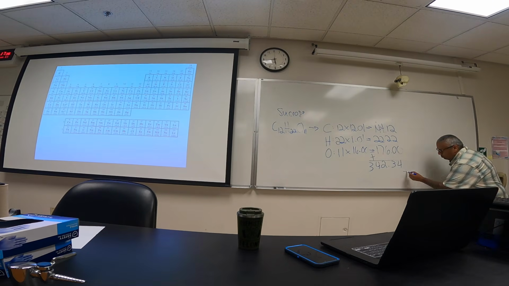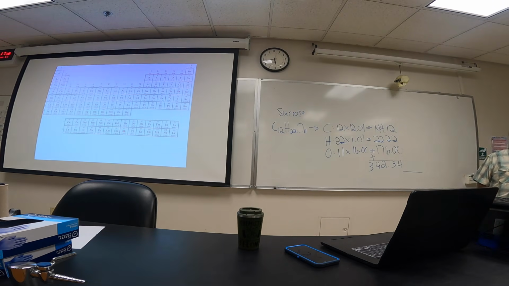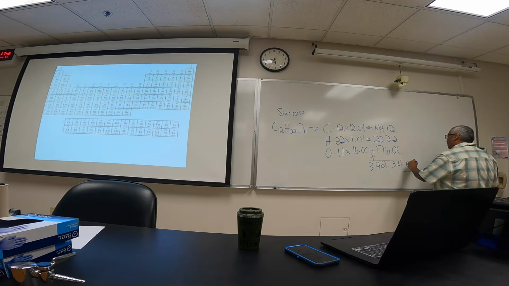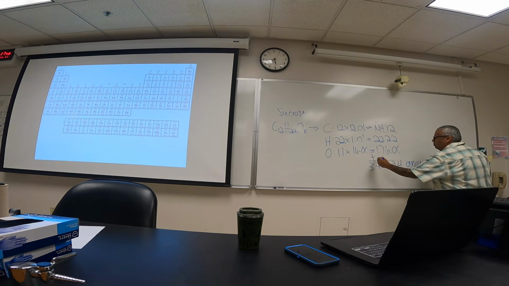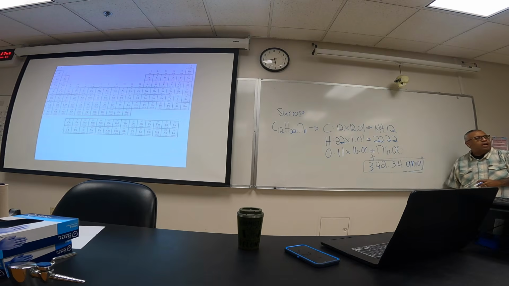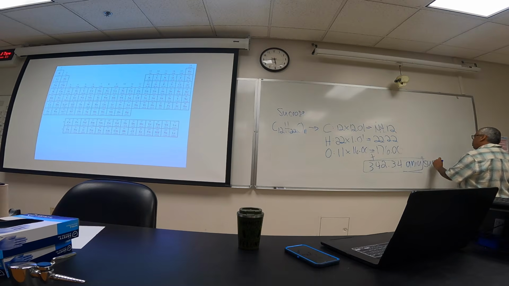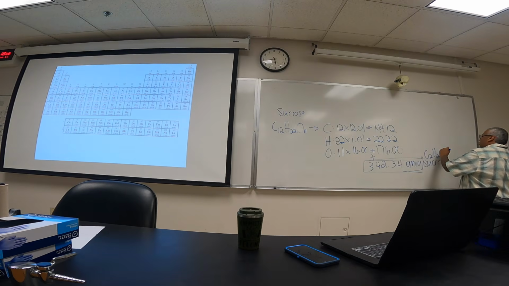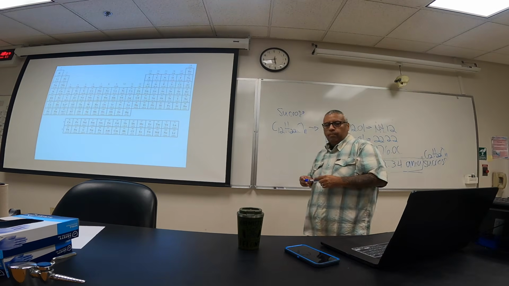342.34 what? AMU, right? Atomic mass unit. So we always have to have some unit here. The atomic mass unit of chocolate chip cookies, right? Sucrose. So, and you can do one of two things. You can either write sucrose or you can write the formula of it. To me, I don't have a preference. But this is the AMU for sucrose.